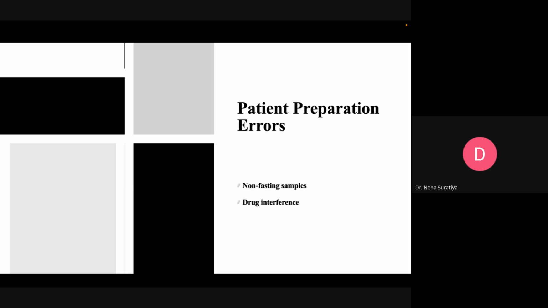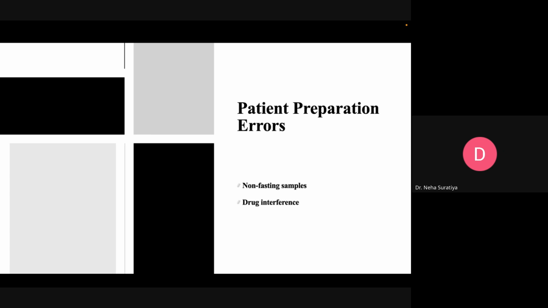Now, patient preparation errors you need to understand because, as I told you earlier, these are the major areas where errors can take place. So let us talk about patient preparation, which is often underestimated. Many lab tests are highly sensitive to how and when the sample is collected. For example, a lipid profile ideally requires fasting, right? If the patient eats a heavy meal, triglycerides may be falsely elevated, leading to an incorrect diagnosis and incorrect treatment as well.